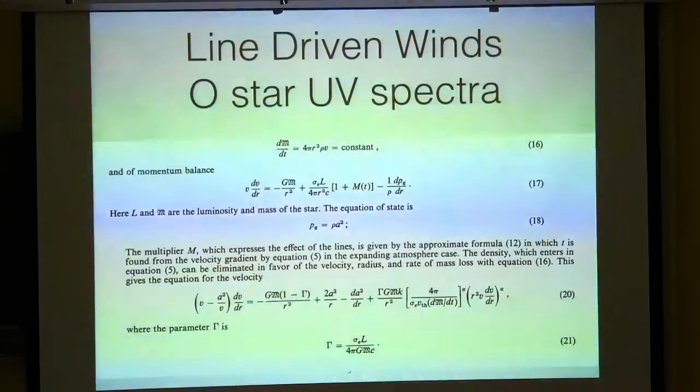Just the fact that the scale is like GM over r squared tells you that the wind is going to have a velocity which is comparable to the escape velocity.